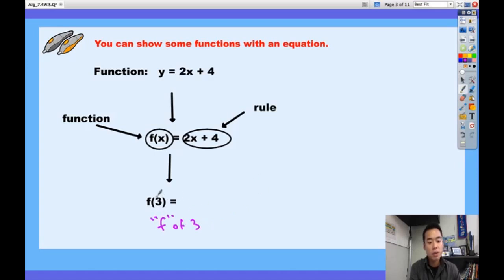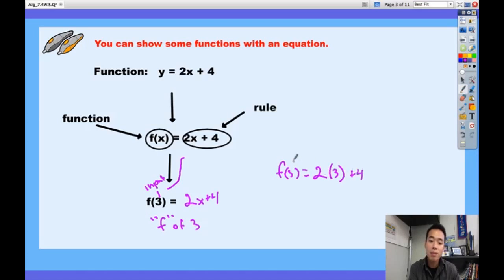So all you have to do is, this is your input value, and I need to output it following the rule. So my f of 3 is equal to 2x plus 4. That's my rule. So what I'm going to do is write f of 3. My input is 3. Whatever x is in my rule, I replace it with my new input value. So my rule is 2, instead of x, I'm going to say 3 times 3 plus 4.